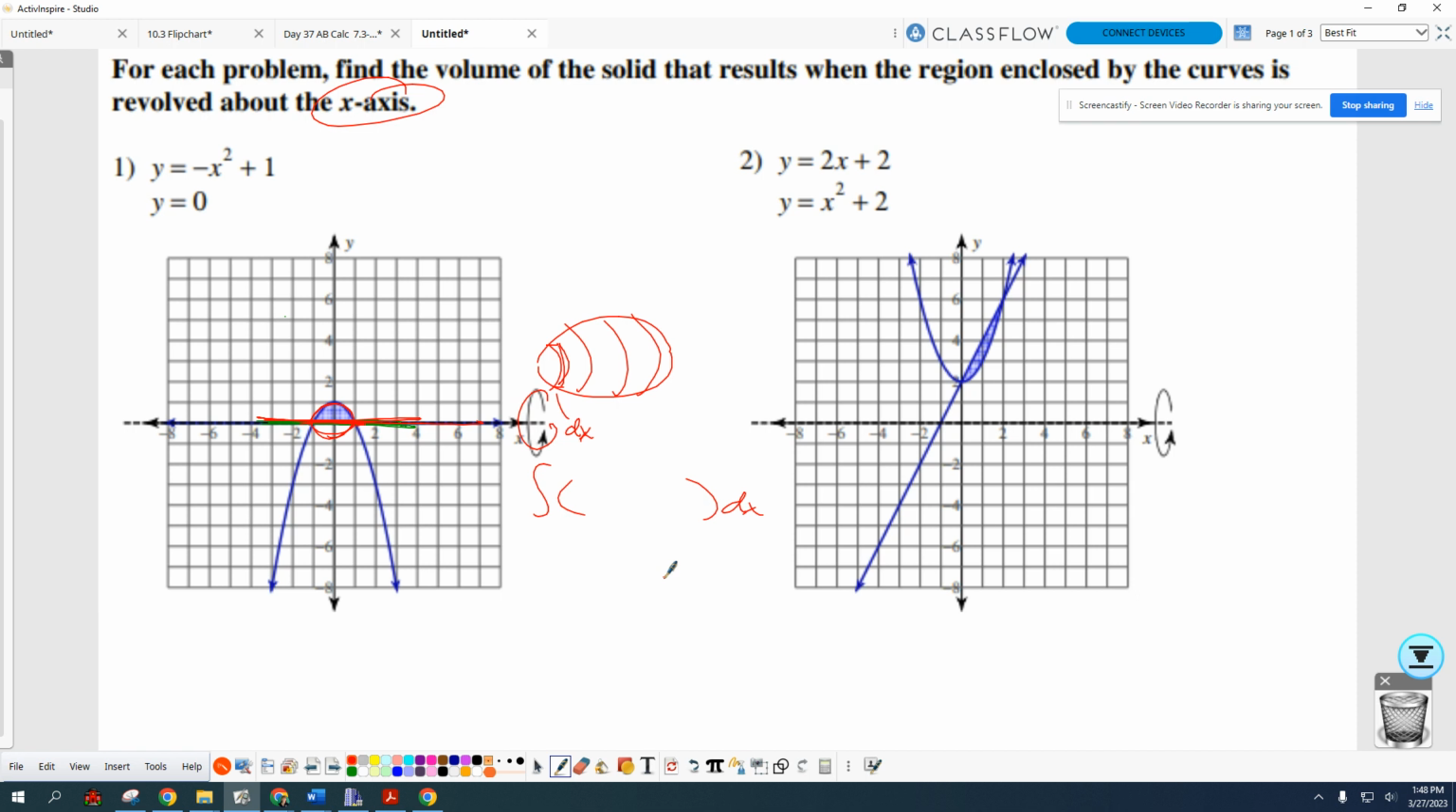Logan, I need to find the radius, and the radius changes, like it's skinny and little here, and then it gets bigger, and then it gets smaller again. What is the equation that I'm going to use for that radius? Upper minus lower. Okay, so the top curve minus 0. So the radius for that circle is just the top curve.